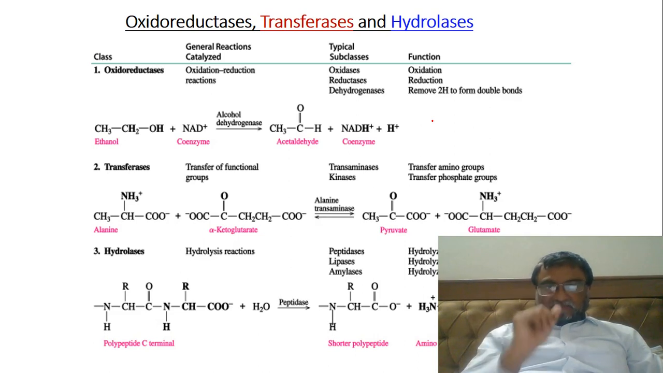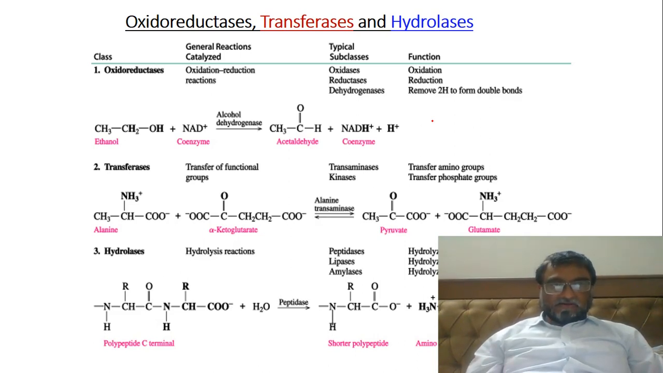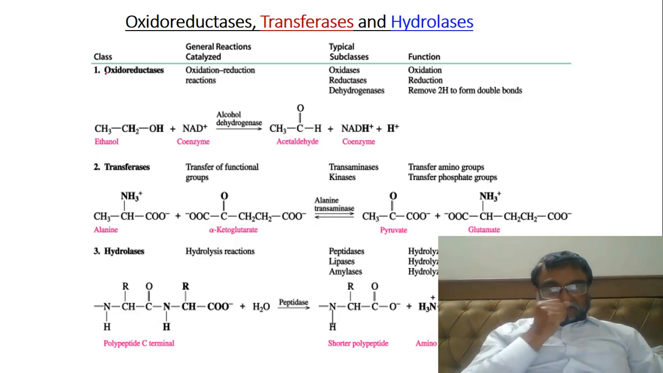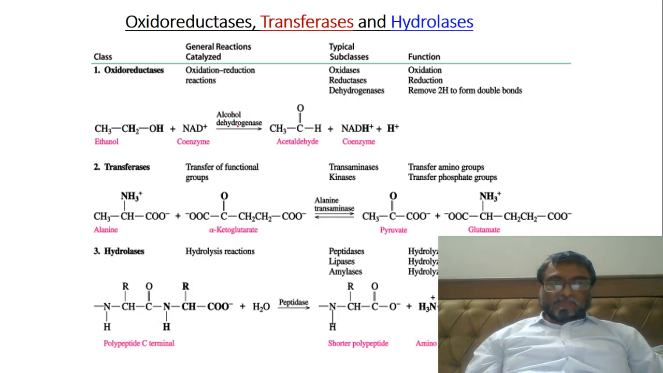So these are some other examples. You have to see all of these. The first class is the oxidoreductase, the second class is the transferase, the third is the hydrolase. I have given one or two examples from different pathways. From the oxidoreductase, alcohol dehydrogenases. This is a subclass, dehydrogenases, of the oxidoreductase.